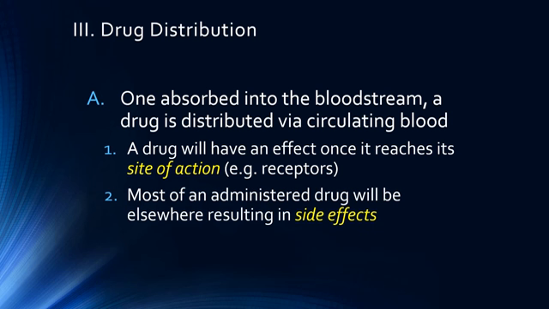But remember, most of an administered drug will be elsewhere. So if you're interested in trying to target the brain, you're still going to have drugs everywhere else throughout the body. And so that is where we get a lot of side effects. That's one of the biggest problems with drugs: they end up everywhere. And so you have to be very careful about how a drug is administered, particularly for pregnant women, because almost all drugs will cross the placental barrier and end up affecting the fetus as well.